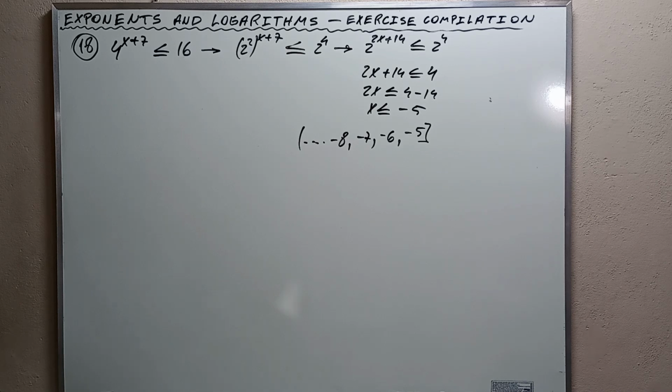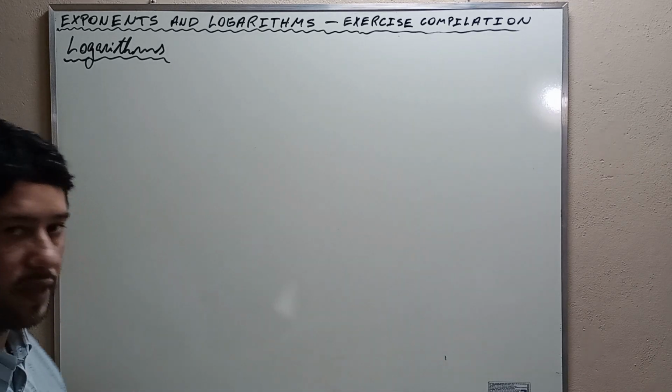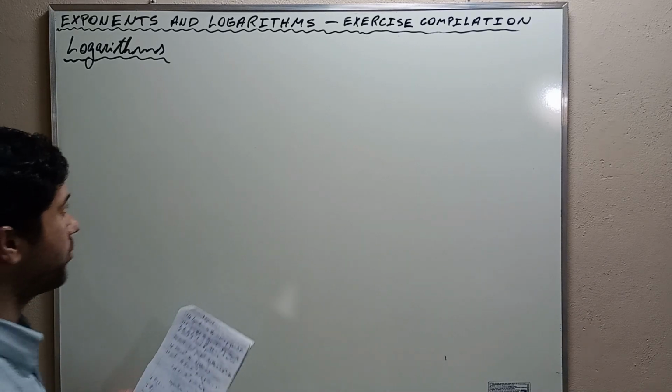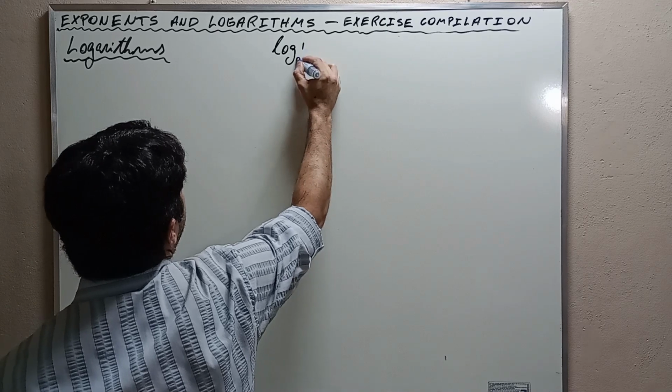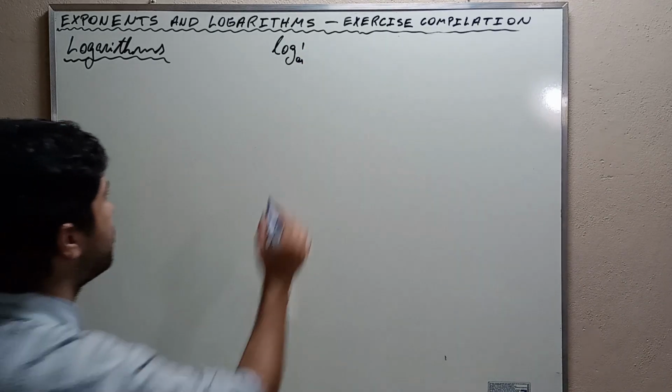Let's talk about logarithms now. Let's begin the study of logarithm with some logarithmic identities. The first logarithmic identity that we are going to discuss is the logarithm of 1 in any base. The logarithm of 1 in any base is equal to 0.